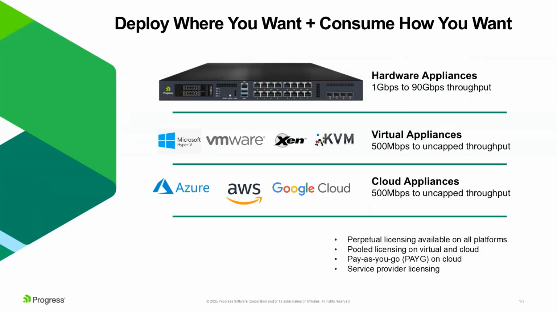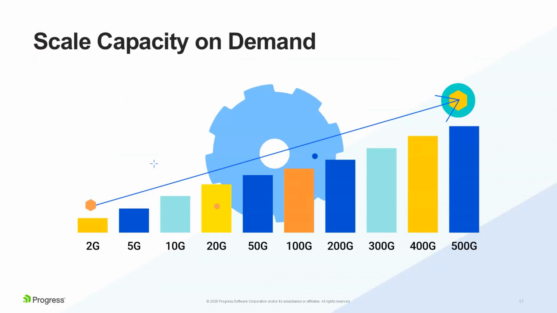LoadMaster can be deployed as hardware, as a virtual appliance in Hyper-V, VMware, Xen, and KVM environments, up in Azure, AWS, or in Google Cloud. Perpetual licensing is still available on all platforms. Pay-as-you-go licensing is available on cloud, and subscription-based pool licensing is supported on virtual and on cloud. Licensed pool subscriptions are available in a range of sizes to meet your business requirements. Pool subscription may be upgraded on demand, allowing painless scaling of capacity.